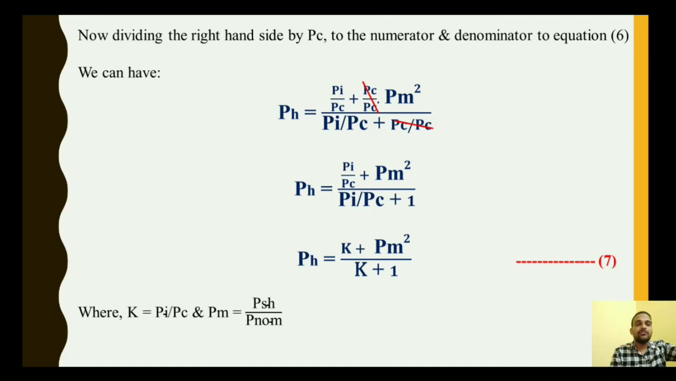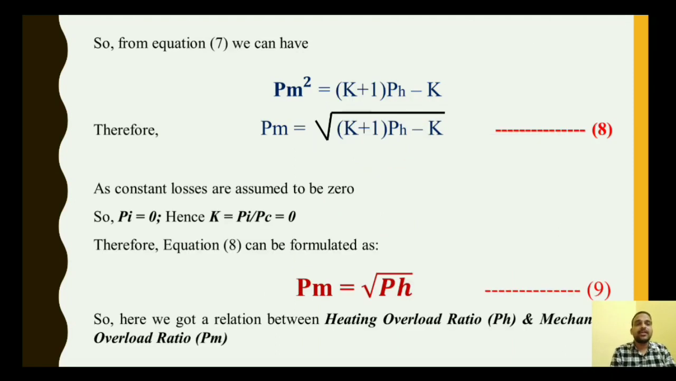Now moving forward, from the equation we can see that Pm square equals to k plus 1. We are rearranging the equation, we have to move certain left hand side quantities to the right hand side or right hand side to the left hand side. It is very simple, that is Pm square equals (k plus 1) into (Ph minus k).